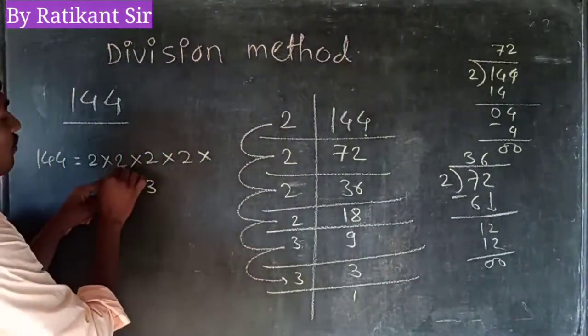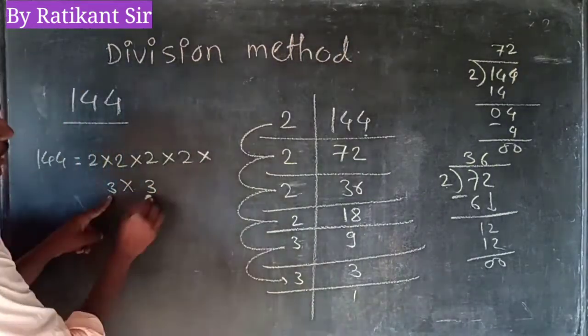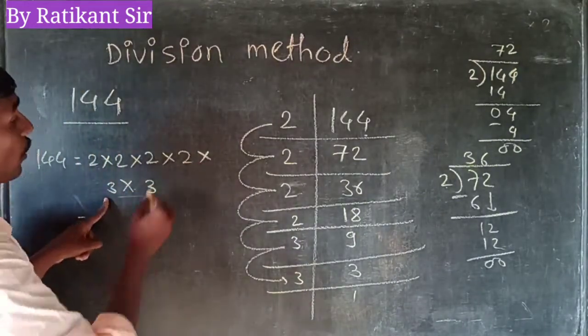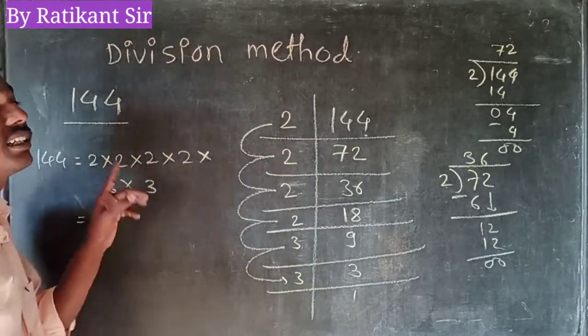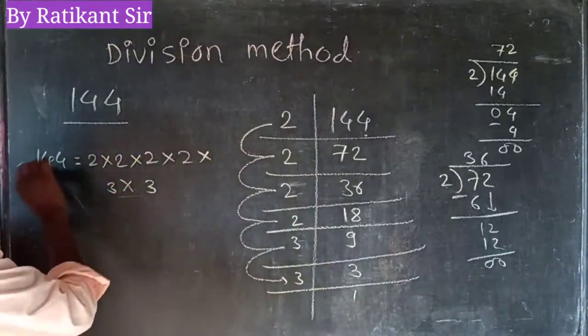2 to the 4, 4 to the 8, 8 to the 16. Clear? 16 nines are, you can multiply it directly, or 16 threes are 48, 48 threes are 144. It means our factorization is right.